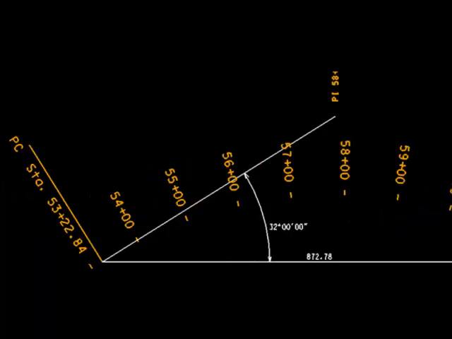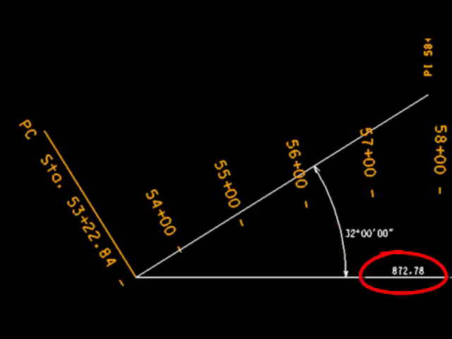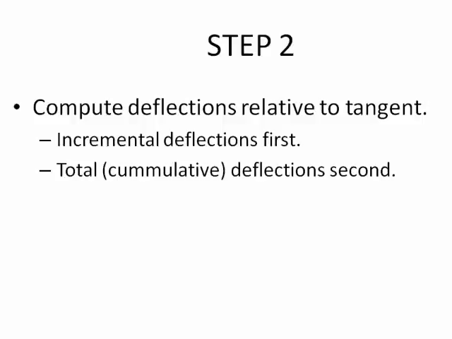When we get to the end, our final deflection angle should equal half of our total swept angle, or central angle, that is, delta. And the chord distance from the PC to the PT, in our case, is 872.78. So once we have calculated all the primary curve parameters, our next task is to compute deflections relative to the tangent. That is the tangent between the PC and the PI. First, we will compute incremental deflections. Then we will compute total cumulative deflections.